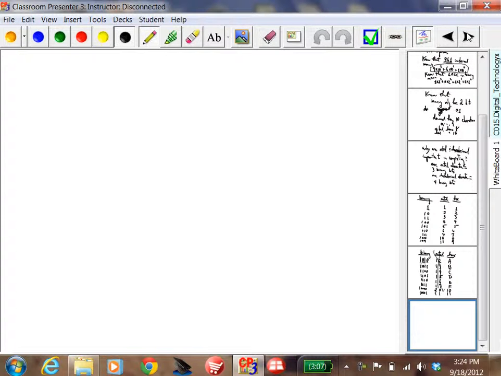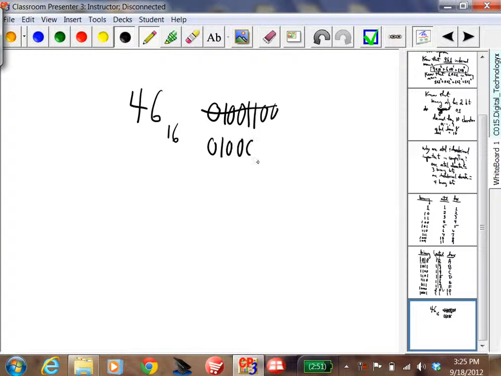So suppose we want to convert 46 in hexadecimal, okay. We want to convert that into binary. How do we do it? We just take the 4 and write it as 4 binary bits: 0, 1, 0, 0. And then we take the 6 and write it as 4 binary bits: 0, 1, 1, 0. That's 4. That's 6. You can do it digit by digit.